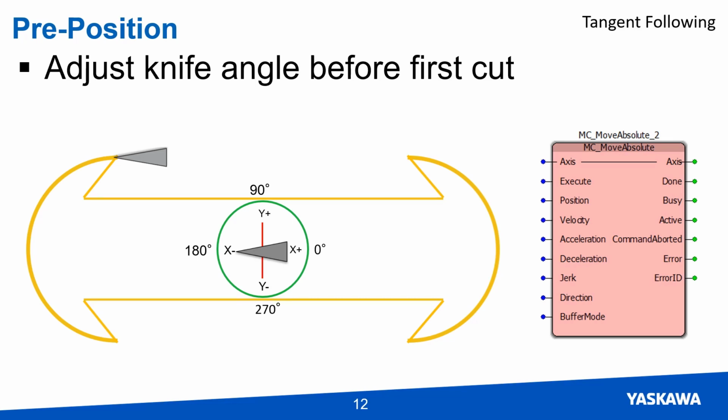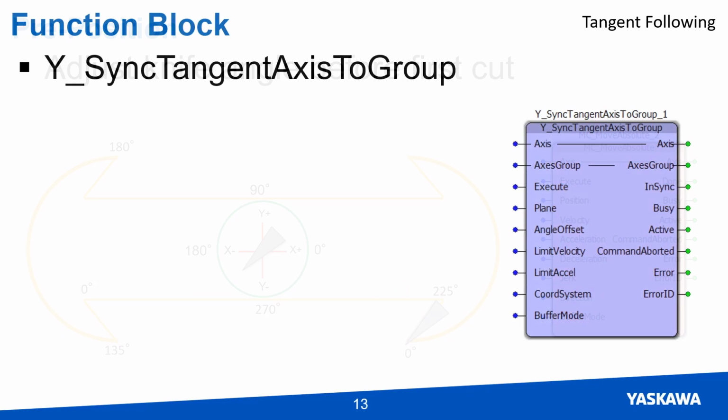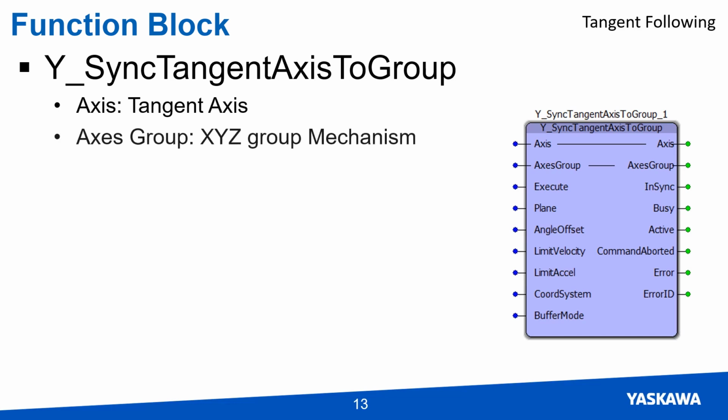This can be done using the unit circle. You can see by this animation that at every hard corner the knife blade rotates to a set degree angle of the unit circle. This can be done with a move absolute function block. The Y-sync tangent axis to group function block synchronizes the motion of the tangent axis to a multi-axis mechanism. The single tangent axis needs to remain separate of the group to use this function block.